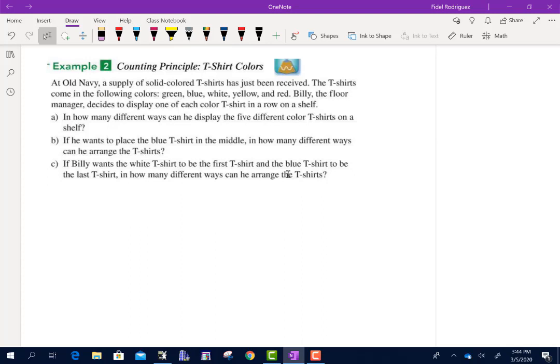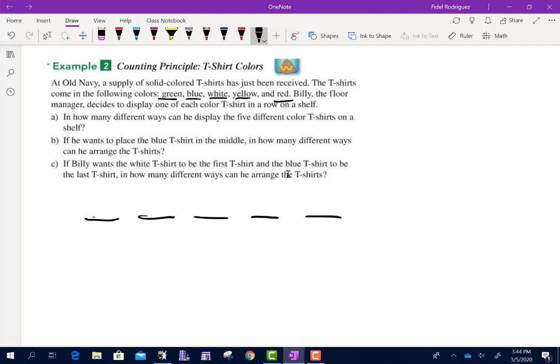The t-shirts come in the following colors: green, blue, white, yellow, and red. Billy, the floor manager, decides to display one of each color t-shirt in a row on a shelf. And how many different ways can he display the 5 different color t-shirts? Okay, so 1, 2, 3, 4, 5. We have 5 colors: green, blue, white, yellow, and red.